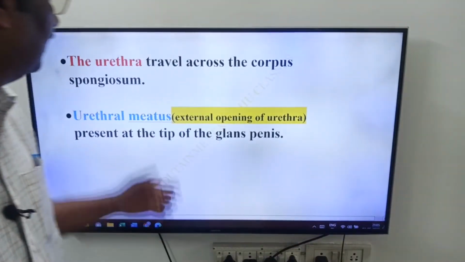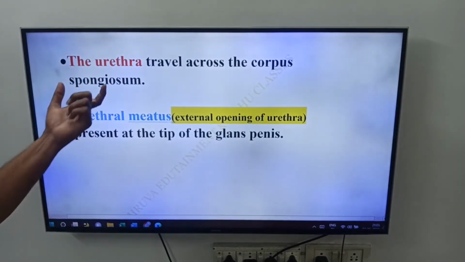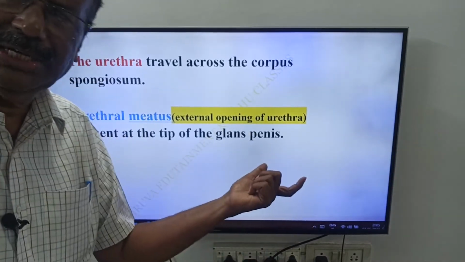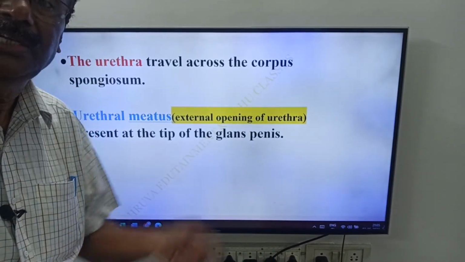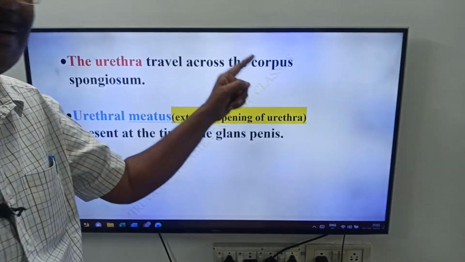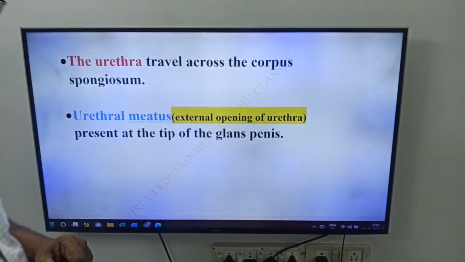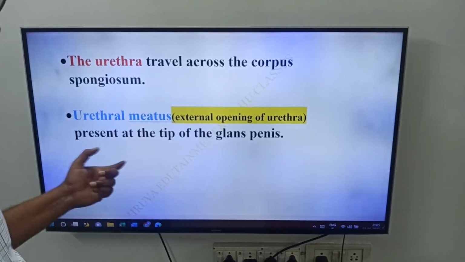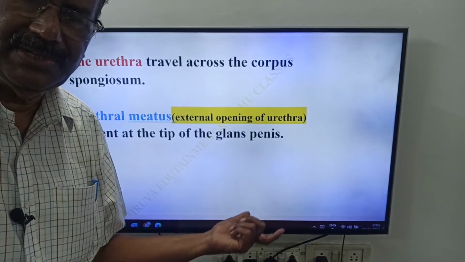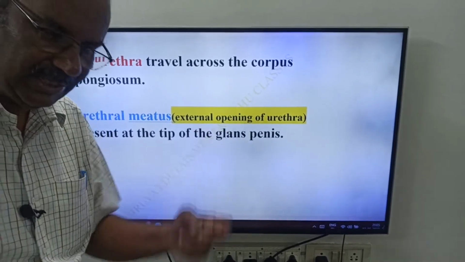Next, the urethra travels across the corpus spongiosum. Friends, where do we have the urethra? You know the urethra is present in the penis. But specifically, the urethra travels across the corpus spongiosum. Urethral meatus, you know, friends, is present at the tip of the glans penis. What is urethral meatus, friends? It is the opening of the urethra.